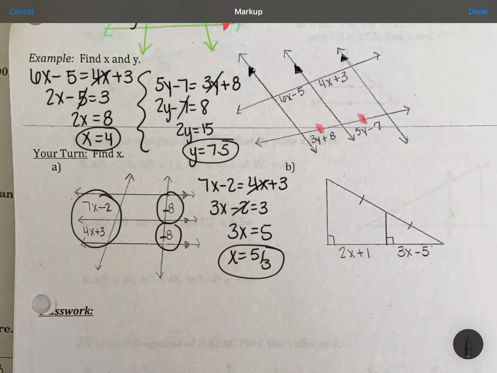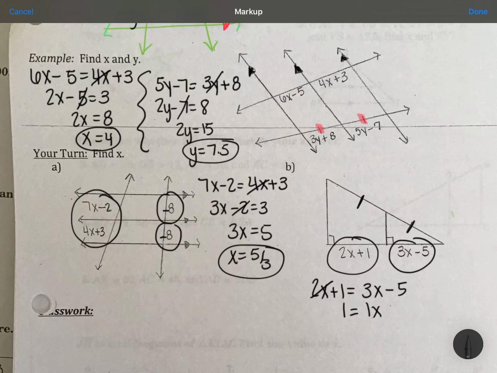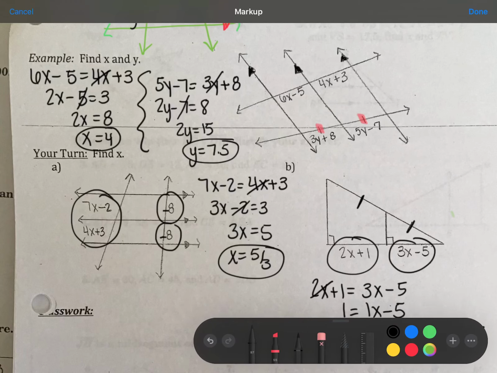So did you get it right? Good job. Part B, if you notice I have my tick marks indicating congruence, and so therefore 2x plus 1 would also be congruent to 3x minus 5. So I can set up an equation and then I can solve it. I'm going to subtract 2x from my 3x because I like a positive x value. And then I'm going to add 5 to 1.